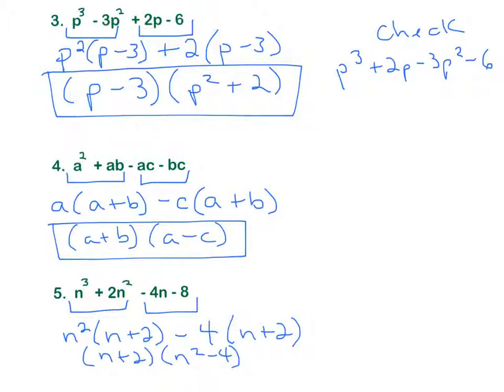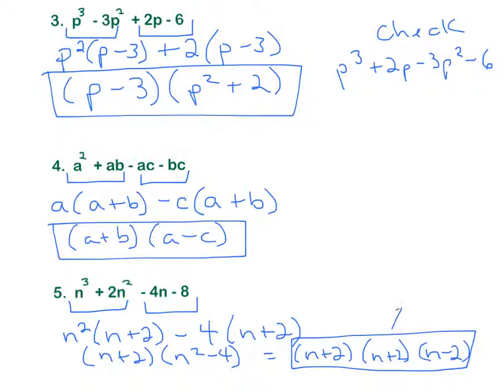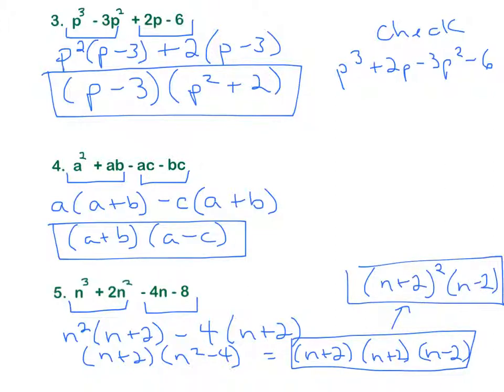Now you'll notice n squared minus 4 is a difference of squares. So I'm going to be able to factor this a little bit further. I have n plus 2, and then n squared minus 4 is going to factor as n plus 2, n minus 2. I can either write my answer in that form, or I can write it as n plus 2 quantity squared times n minus 2. Both of them are considered factored.